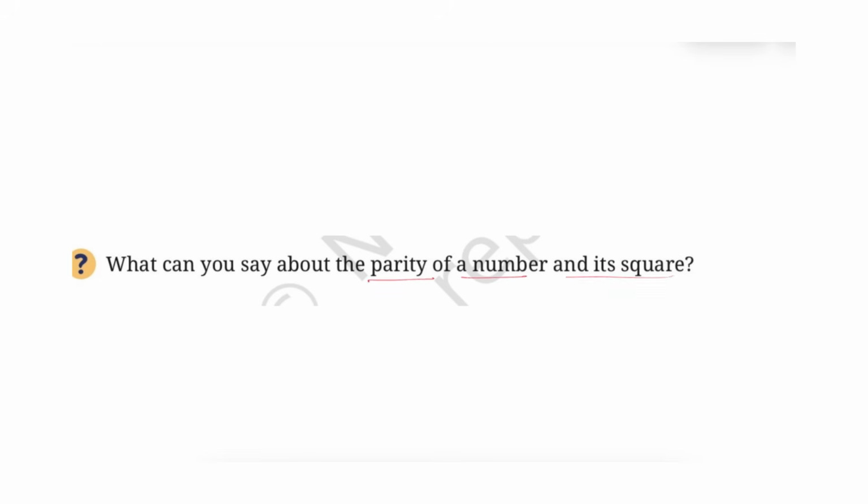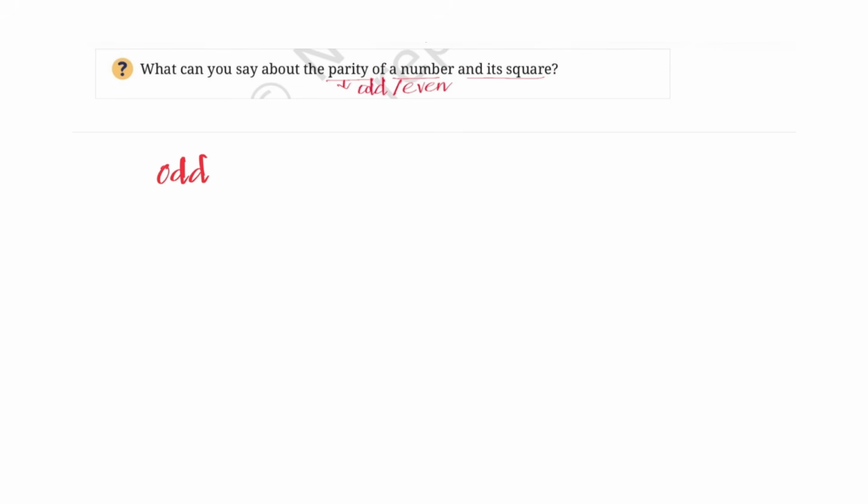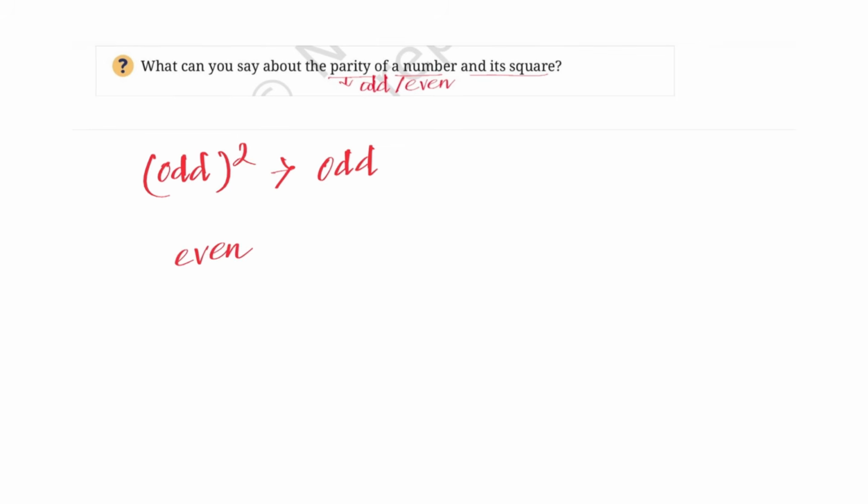Here is the next question. What can you say about parity of a number and its square? Here is the word parity. Parity of a number means whether that number is odd or even. If a number is odd, then its square will be odd into odd, that is odd. If a number is even, then its square will be even. So parity of an odd number is always odd and parity of an even number is always even.